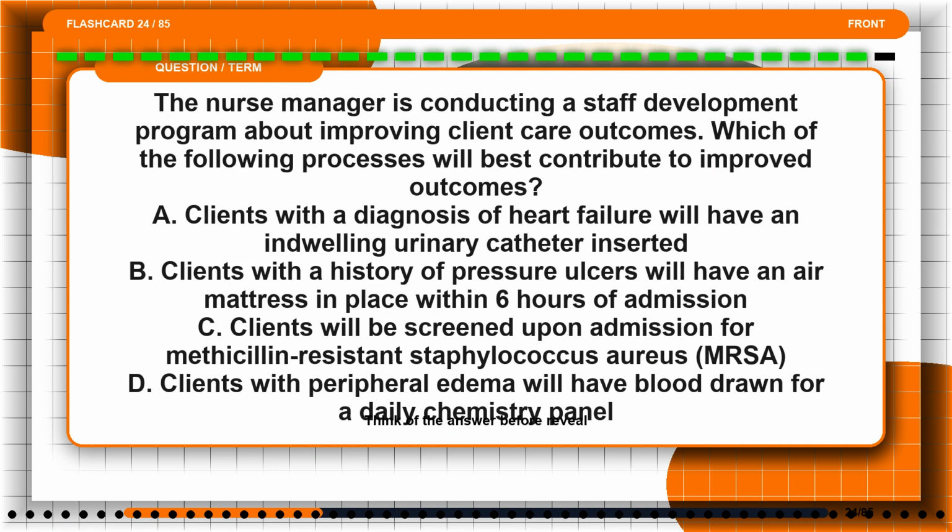Flashcard 24. The nurse manager is conducting a staff development program about improving client care outcomes. Which of the following processes will best contribute to improved outcomes? A. Clients with a diagnosis of heart failure will have an indwelling urinary catheter inserted. B. Clients with a history of pressure ulcers will have an air mattress in place within 6 hours of admission. C. Clients will be screened upon admission for methicillin-resistant Staphylococcus aureus (MRSA). D. Clients with peripheral edema will have blood drawn for a daily chemistry panel. Think of the answer before the reveal.